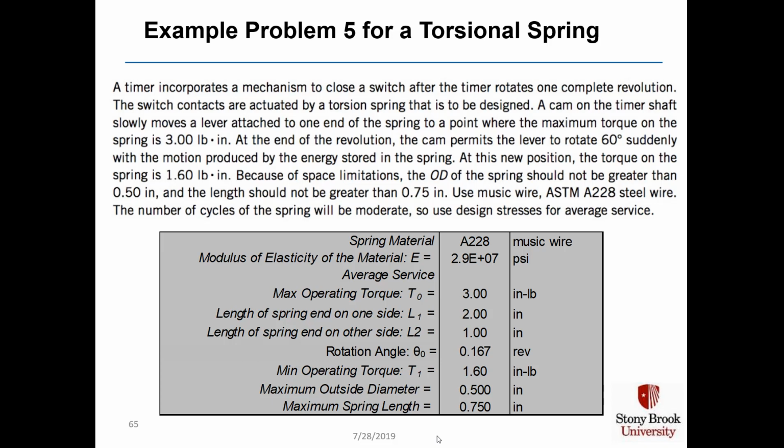At this new position, the torque on the spring is 1.6 pound-inches. But because of space limitations, the OD of the spring should not be greater than 0.5 inches, and the length should not be greater than 0.75 inches. Using music wire ASTM A228 steel wire, the number of cycles in the spring will be moderate, and use design stresses for average service. All of this information is dialed into the Excel chart shown at the bottom of the slide.